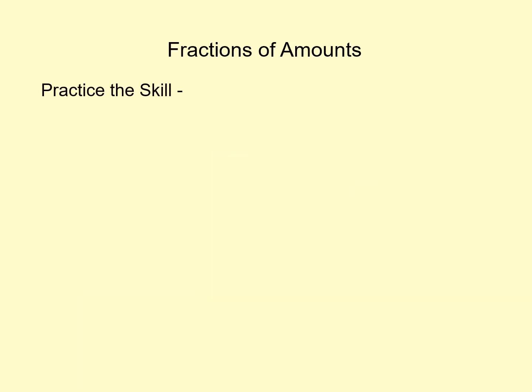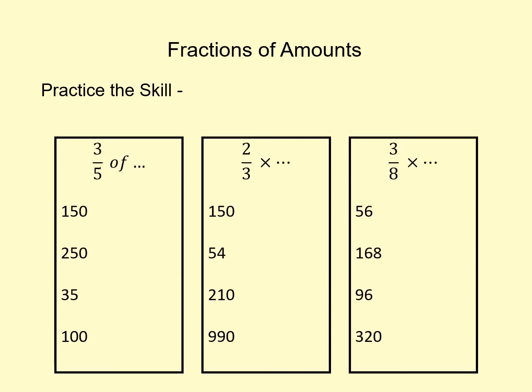Okay, so practice on a few of these. They're all fractions of amounts. Just remember 3/5 of and then the value. So you divide by the bottom, times by the top. Where it says 2/3 times or 3/8 times, it's exactly the same process. You're taking your value, dividing it by the denominator, the bottom number of the fraction, and then taking that result and multiplying it by the top number. So pause the video now, and I'll put some answers up in just a sec.